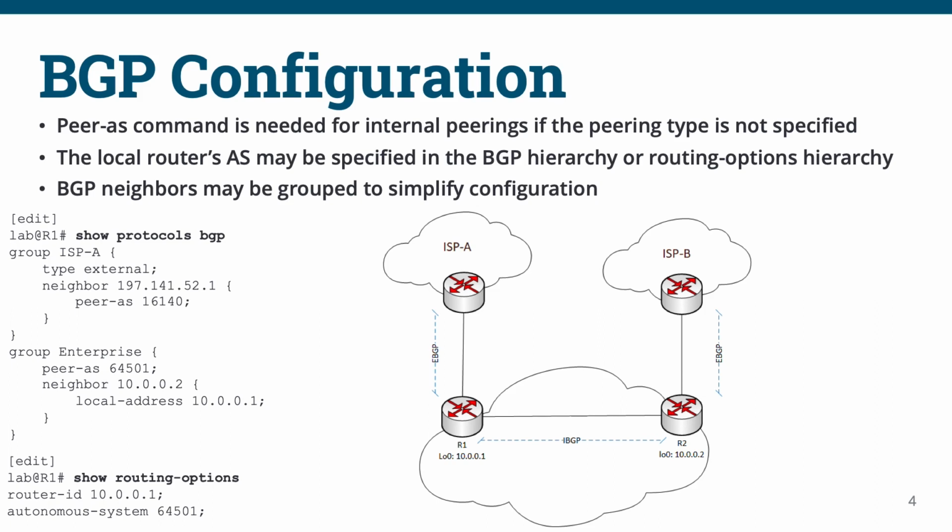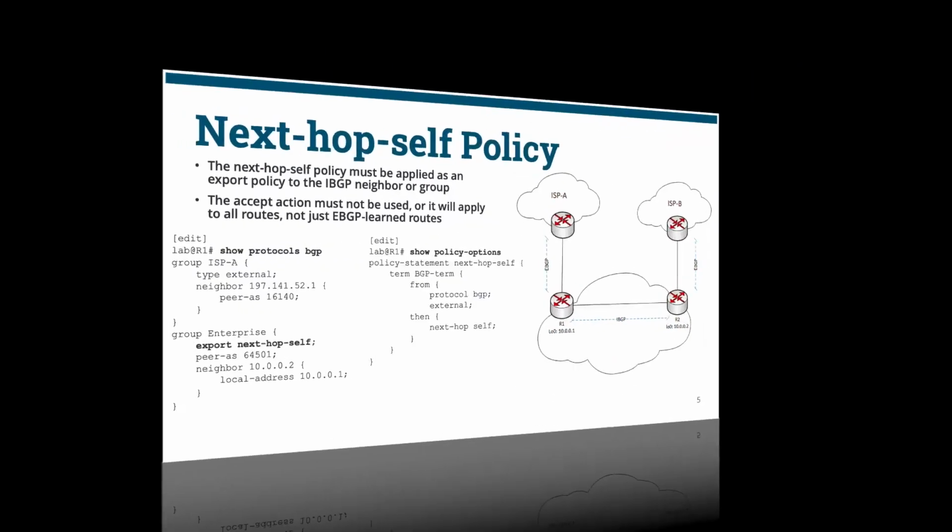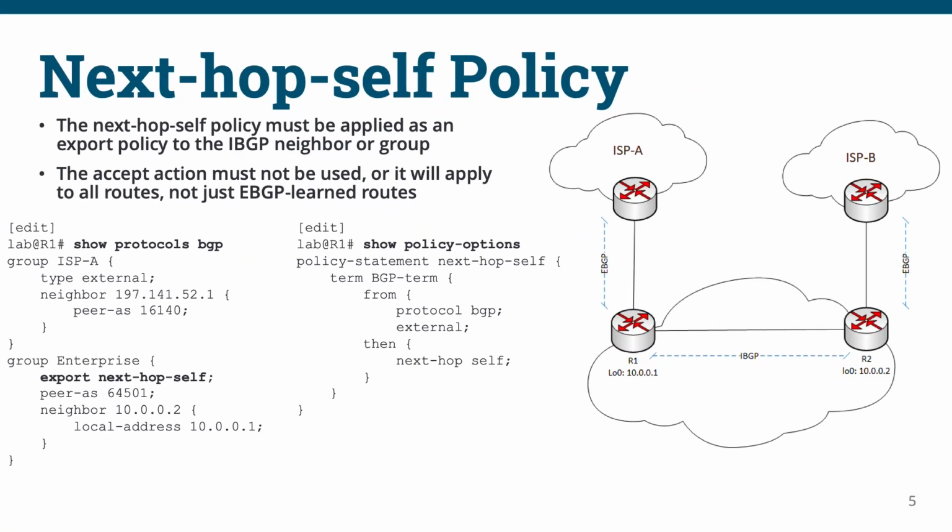Let's now move on to configuring an export policy you're likely to see in practice, a next hop self policy. As we've mentioned in a previous lesson, routes learned over an eBGP peering session and re-advertised to iBGP peers will have a next hop of the interface IP address of the eBGP peer. Unless that interface on your enterprise's edge router participates in your IGP, then the next hop will be unreachable by the other routers in your network.